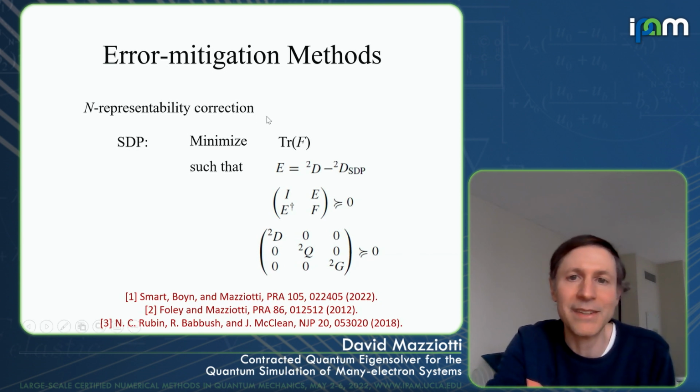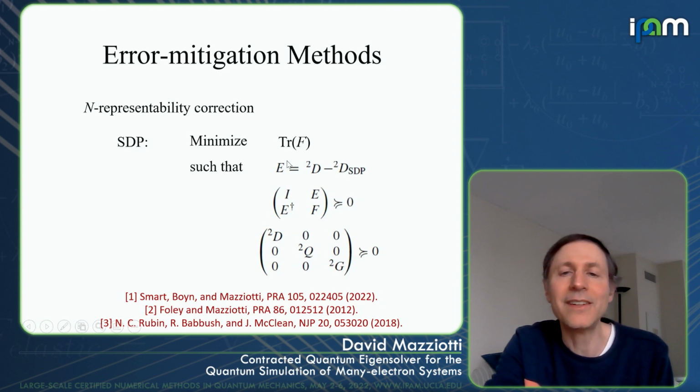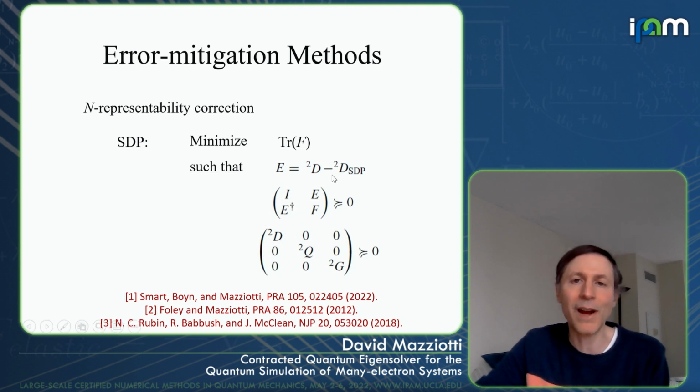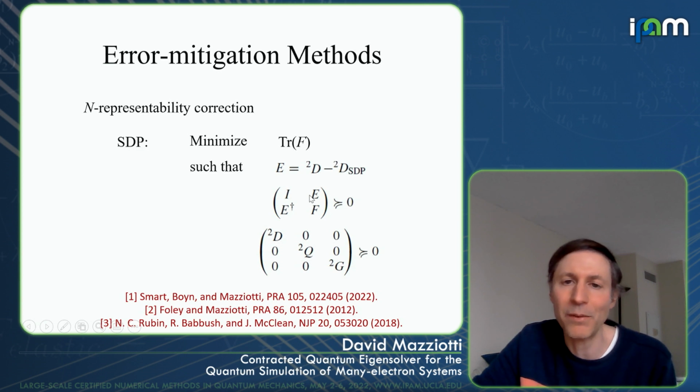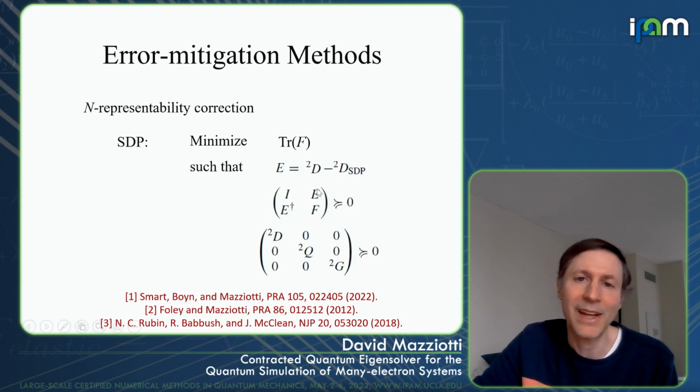What we're going to do is minimize a function f such that this error matrix E is defined as the D2 that we measure on the quantum computer minus the D2 that emerges from solving the semi-definite program. We want to make the distance between these two matrices as small as possible. So we create a slack matrix of the following form, with an identity matrix in the upper left corner and then the F matrix, our free matrix, in the lower right corner. Then we have these distance matrices on the off-diagonal elements of our 2x2 block matrix. And we're going to keep this matrix positive semi-definite.